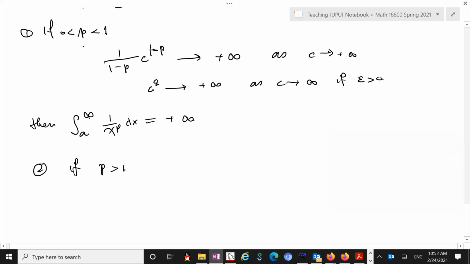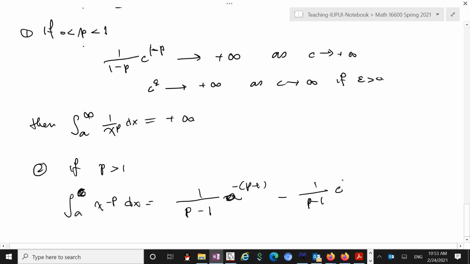If p is greater than 1, I'm going to look at the integral from a to c of x to the negative p dx. I'm going to write it in a different form, for p greater than 1. This is going to be 1 over p minus 1 times a to the negative p minus 1, and then minus c to the negative p minus 1. Something like that, rewritten. Originally it's 1 over 1 minus p.